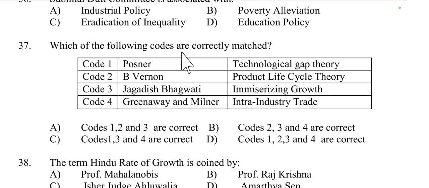Then question number 37, which of the following are correctly matched? First one, Posner gave the concept of technological gap theory. Yes. B, Vernon gave the concept of product life cycle theory. Yes, this is also right. Then the emerging growth one is also right. Then Greenway and Milner, intra-industry trade. Yes, all these concepts are correct. So option code 1, 2, 3, 4 all are correct here.